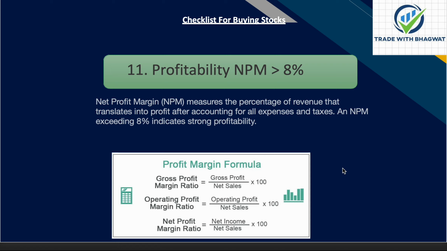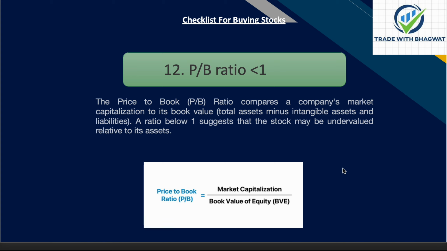But what is common between them? The divider. So net sales is common. What you change is just the name: gross profit, operating profit, net income. That's it, simple, times 100. Easy peasy. So the next one is the price to book ratio, which compares a company's market capitalization to its book value.